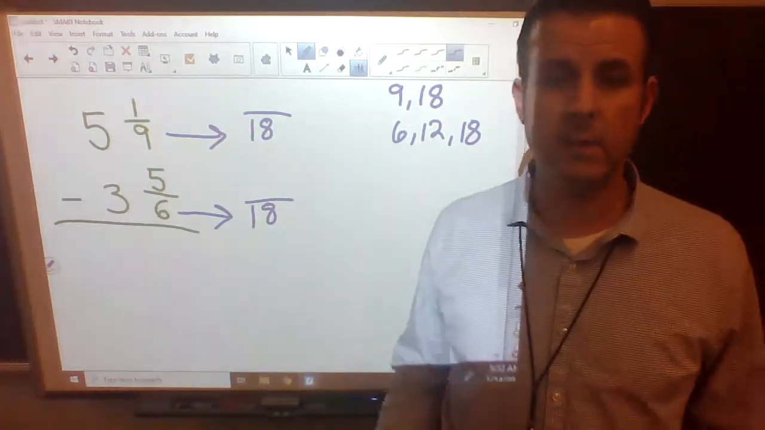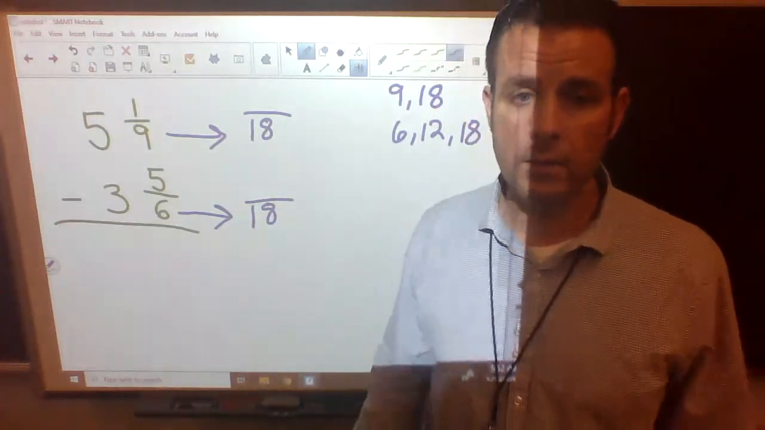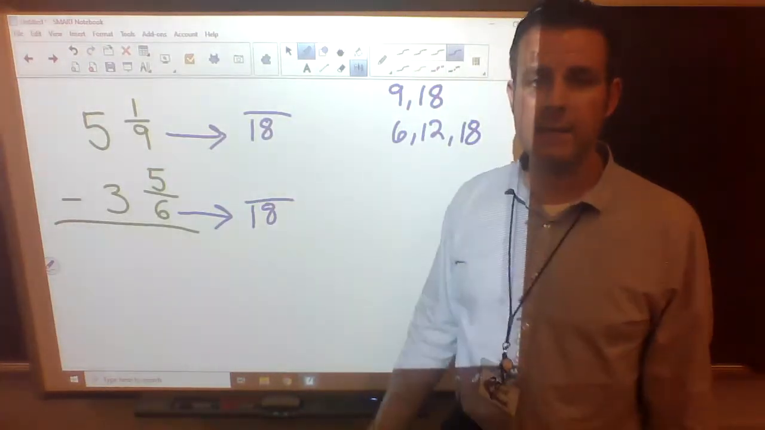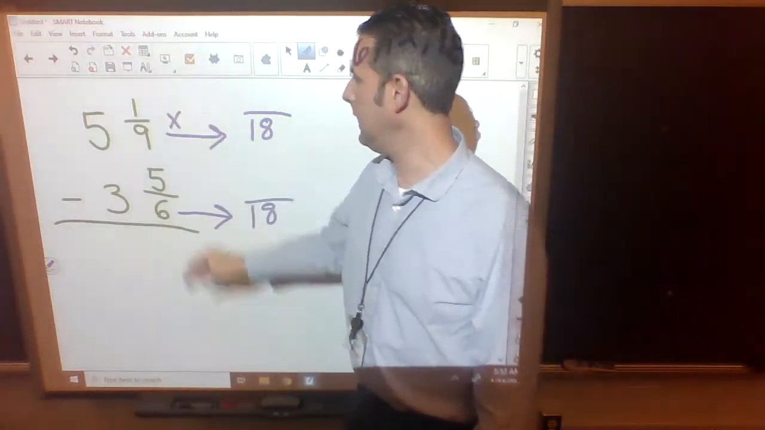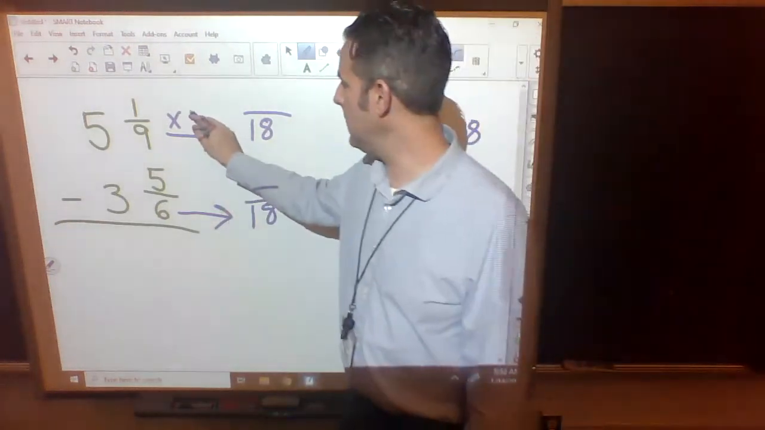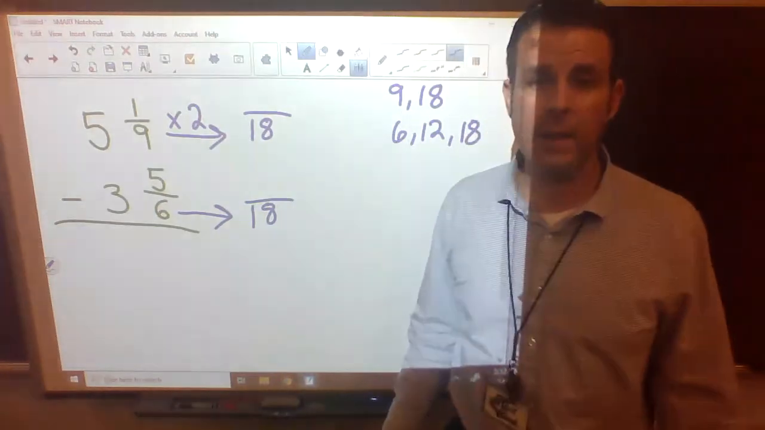Now this is the step that some of you all forget. What do I do next? Well, that's why I drew the arrow. How do I get from 9 to 18? By multiplying. 9 times what is 18? It's 9 times 2. Why do we have to figure it out?